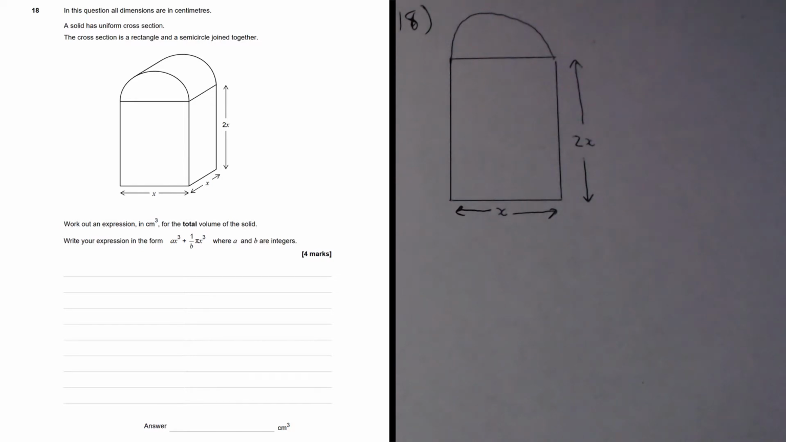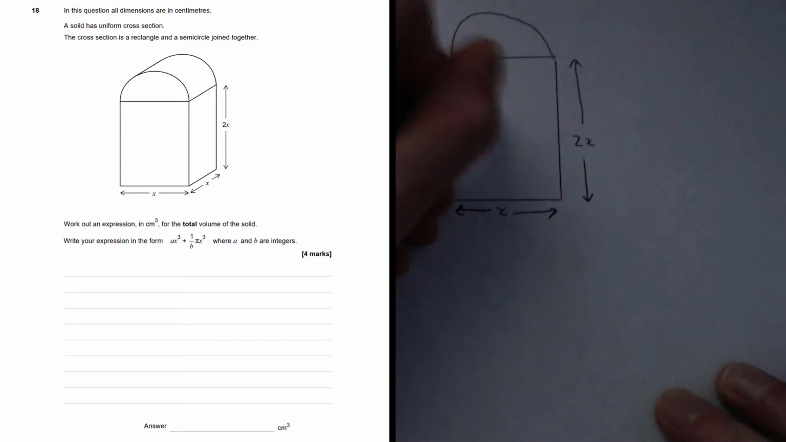In question 18, we are given this solid and we are asked to work out an expression for the total volume of the solid. Now notice that this is a prism, so it has a uniform cross-section, and the volume of a prism is always the area of the cross-section times its length. Okay? So let's deal with the area of the cross-section first.